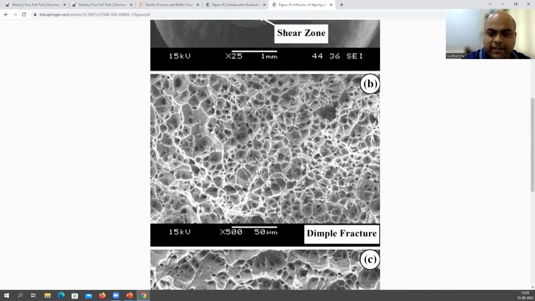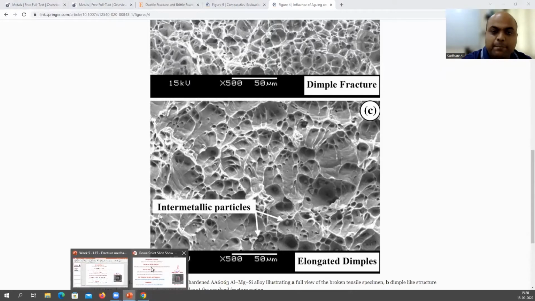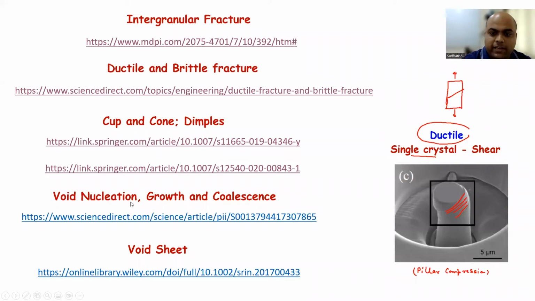We discussed about this, right? Now this is in the shear lip, where you see not equiaxed but elongated dimples. So if you are in the fibrous zone, typically you are going to see equiaxed dimples. If you are in the shear lip zone, then you are going to see elongated dimples, as I have shown here. You can also see the intermetallic particles here. One is on this side, another one here, another one here. Okay. So I have shown you cup and cone failure as well as dimples and inclusions. Now let's see the schematic of void nucleation, growth, and coalescence.